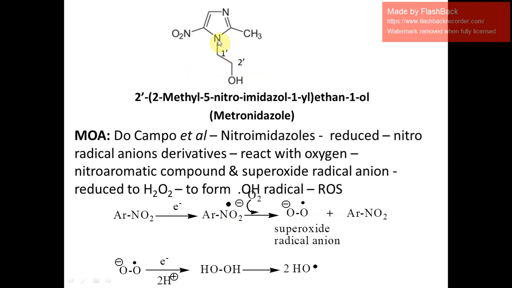Here we are having this N as 1. This nitrogen should be labeled as 1 because it is having a very bulky group. So obviously 1, then second position is the methyl substituent carbon, then 3, 4 and 5. So the 5 position is for nitro.